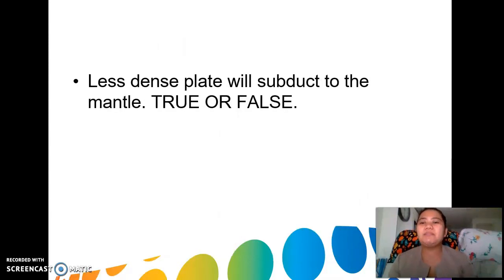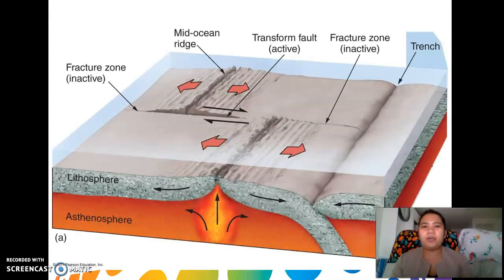Less dense plate will subduct to the mantle. Is it true or false? I hope you know the answer to that because I will include it in my quiz. Again, less dense plate will subduct to the mantle. The answer to this is actually false. The one which is denser will be the one to subduct to the mantle. The much heavier and denser oceanic crust will subduct into the Earth's interior.